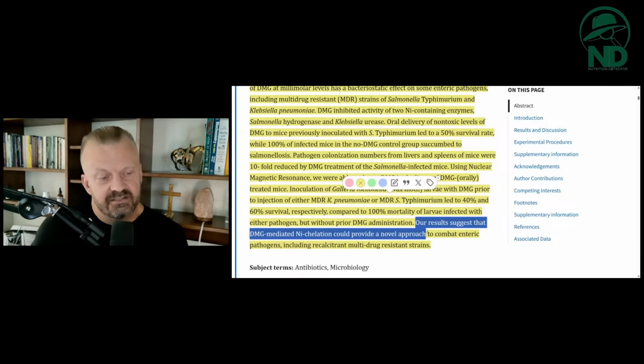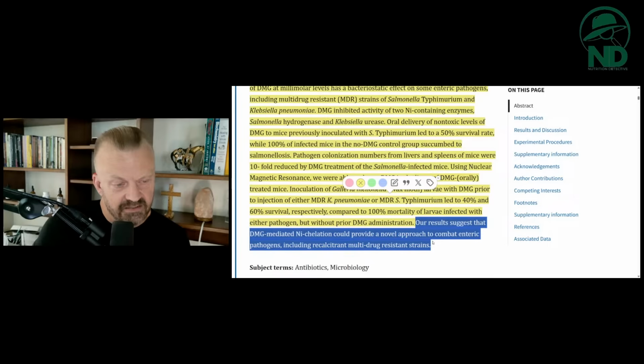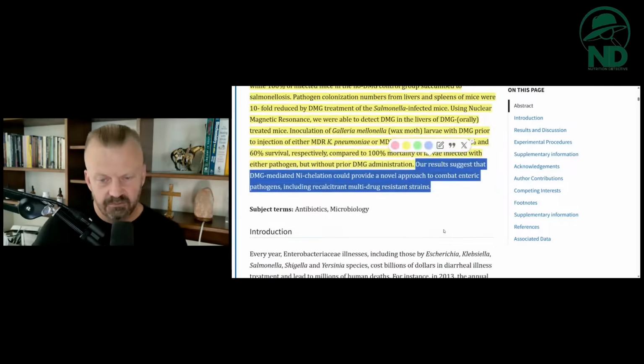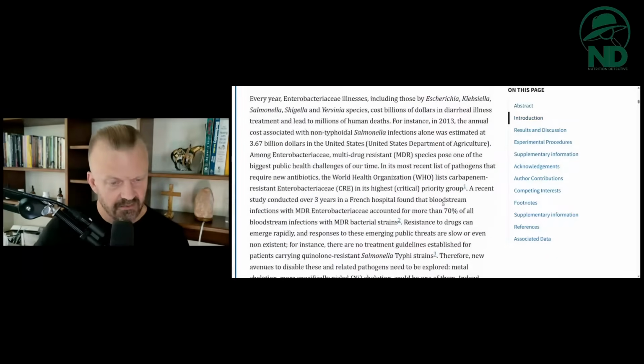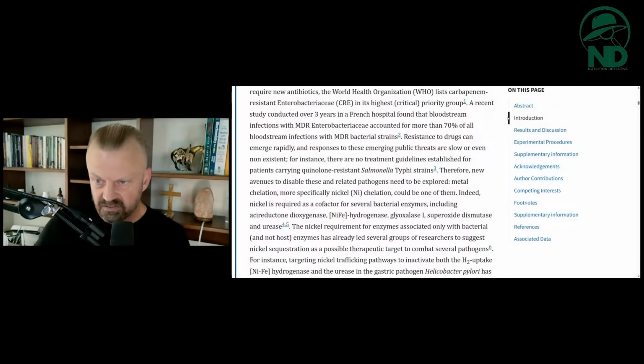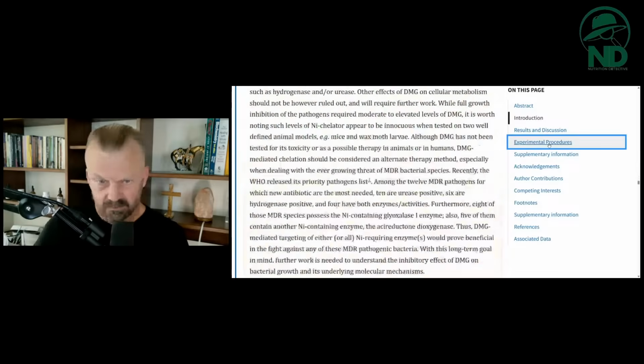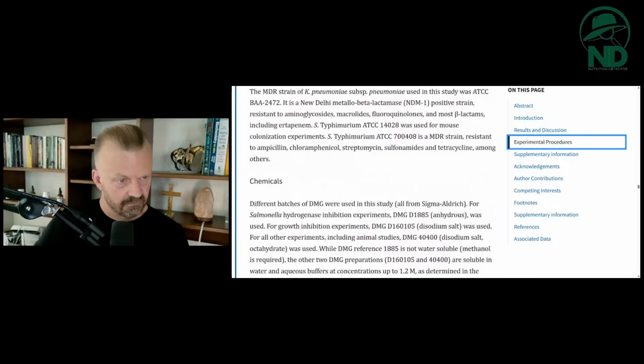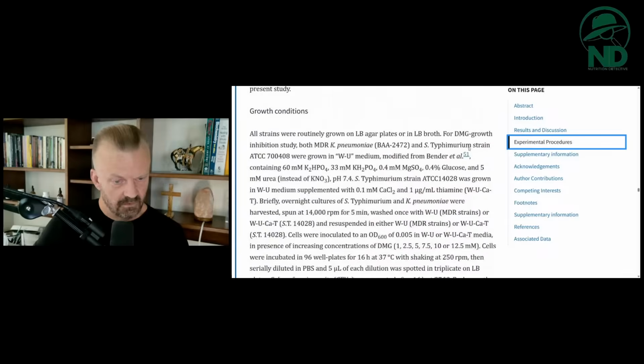Our results suggest that DMG-mediated nickel chelation could provide a novel approach to combat enteric pathogens, including recalcitrant, that means they don't respond to treatment, multi-drug resistant strains. Now, there was something I wanted to find in here that Kelsey pointed out to me. Where was it?